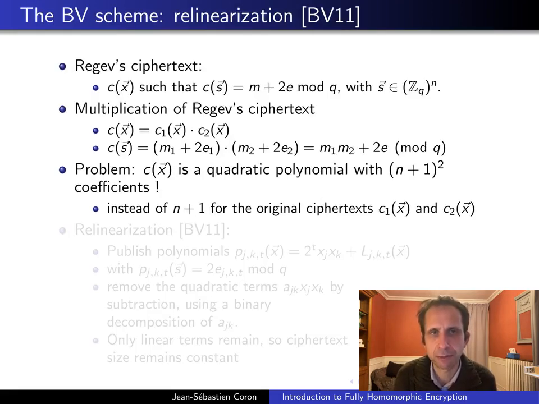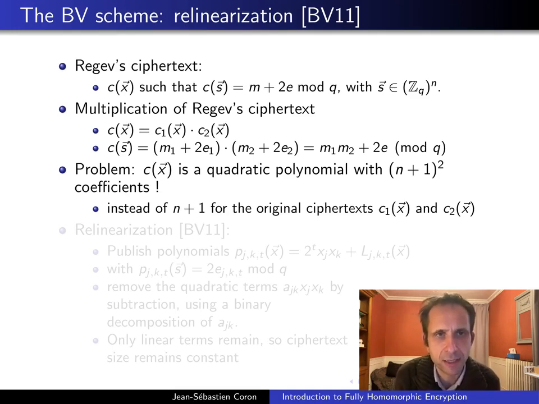And so the problem that we have is that when we perform a multiplication of ciphertexts, the size of the ciphertext increases. If we have two polynomials, c1 and c2, and we add them, we obtain a new polynomial with the same degree. So it's not a problem, and the scheme is homomorphic for the addition. But if we compute the product, c(x) equals c1(x) times c2(x), and evaluate this product polynomial at s, we obtain (m1 plus 2 e1) times (m2 plus 2 e2). So this is m1 times m2 plus 2 times some new noise e, modulo q, which is good. This means that we have obtained an encryption of m1 times m2.